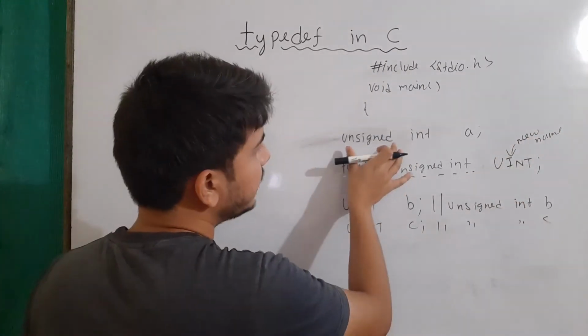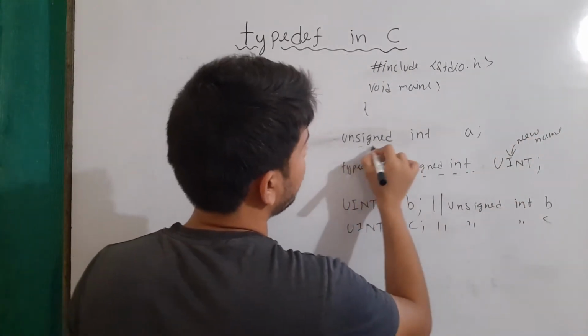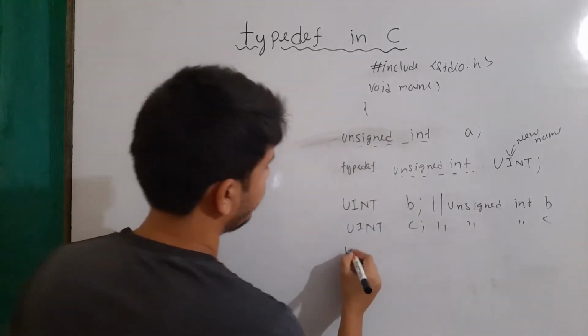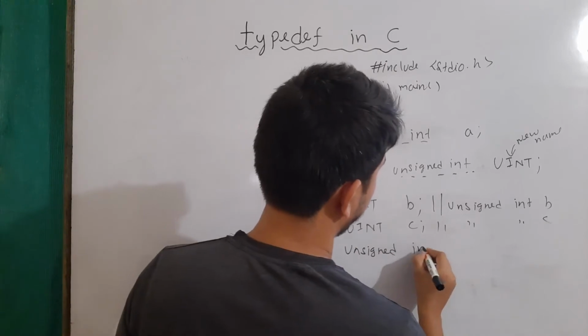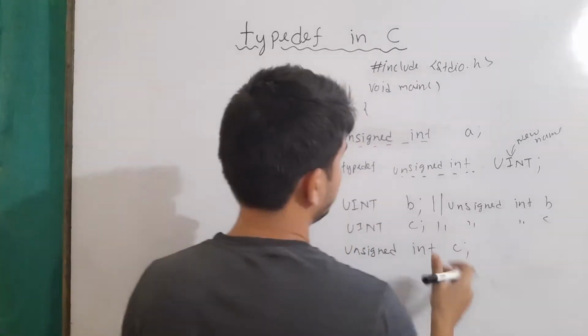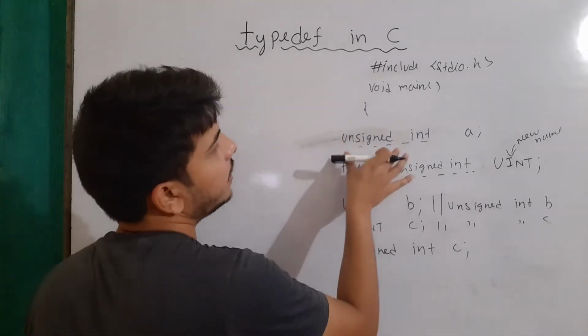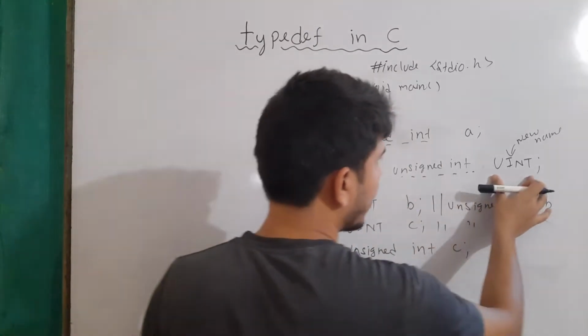Remember that it doesn't mean that the old form will not work later on. We can still make our variables with this data type, there is no problem in that. So now you can make variables with unsigned int or write uint.